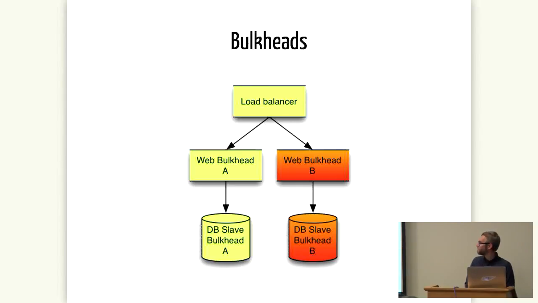So in this reporting example, now bulkhead B and its database slave are unhappy generating those reports. But again, the other traffic is chugging along just fine.